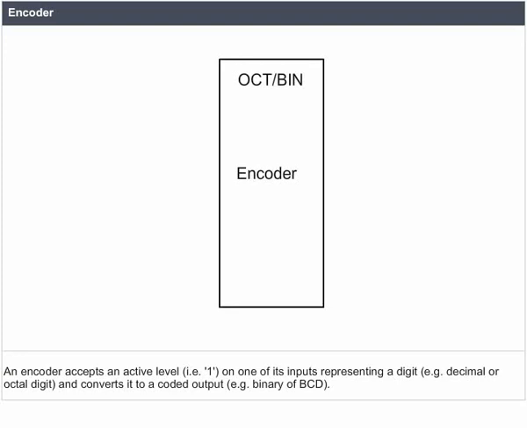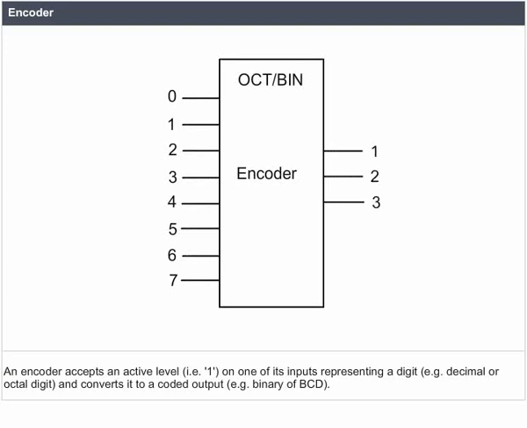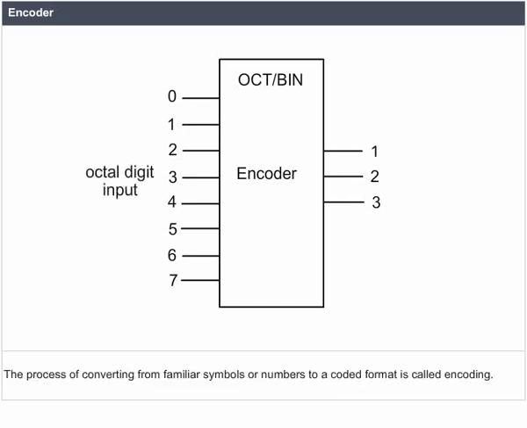Encoder. An encoder accepts an active level, that is 1, on one of its outputs representing a digit, for example a decimal or octal digit, and converts it to a coded output, for example binary or BCD. The process of converting from familiar symbols or numbers to a coded format is called encoding.